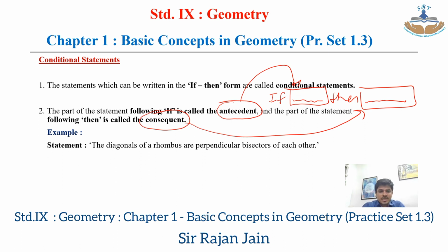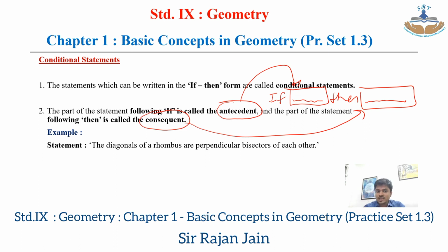अभी statement क्या दिया है आप लोगों को? The diagonals of a rhombus are perpendicular bisectors of each other. If I want to get the antecedent and a consequent over here, first the statement needs to be written in conditional form. Conditional form का मतलब क्या? If then form में पहला लिखना पड़ेगा. The given statement is not there in if then form.